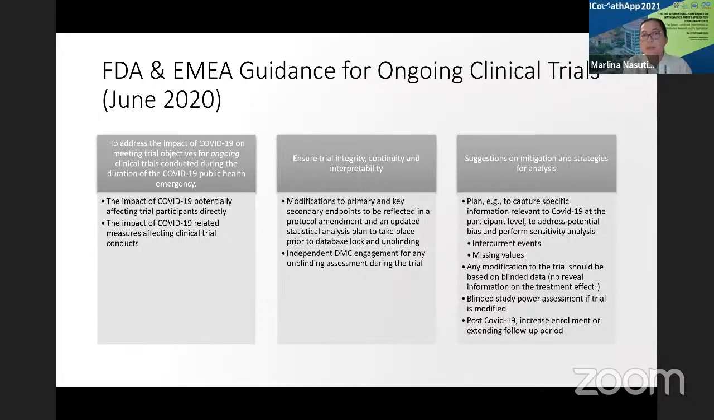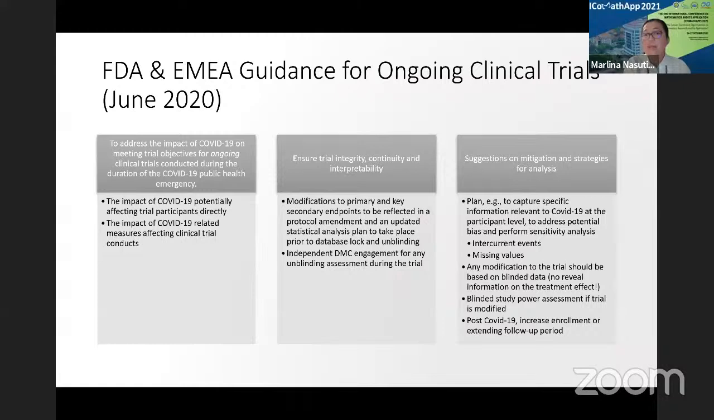Basically, they emphasize that the researchers need to ensure that the trial still meets the objectives, as well as keep up with the integrity, continuity, and interpretability, which means that they have to assess whether there is any impact of COVID-19 to their, for example, primary and key secondary endpoints. And if so, apa yang harus dilakukan? Kalau mereka harus modifikasi itu, misalnya jangka waktunya antara baseline sama tadinya misalkan 3 months menjadi 6 months, maka mereka harus menginkorporasikan itu di dalam study protokolnya, trial protocolsnya.